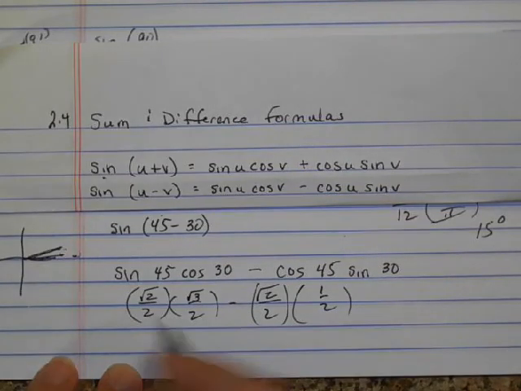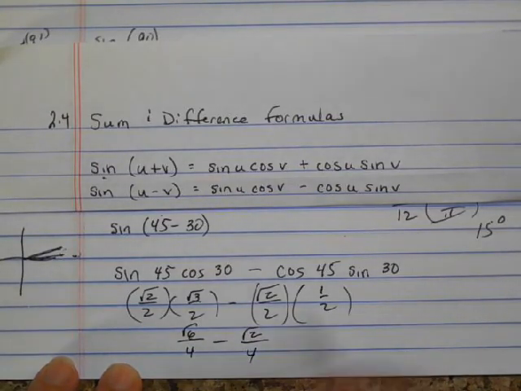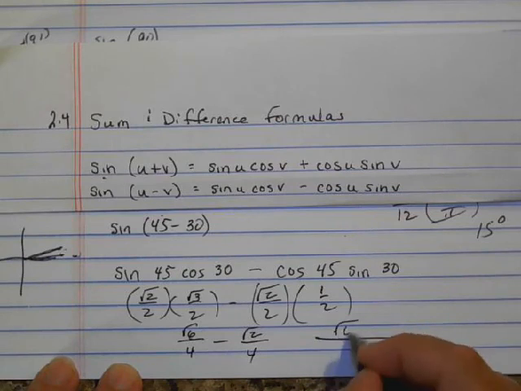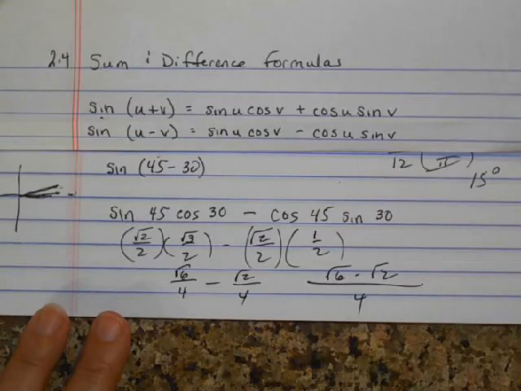So when I multiply this out, I get square root of 6 over 4, subtract square root of 2 over 4. So my answer would just be the square root of 6 minus the square root of 2, all over 4. And that's going to be a very, very, very small number.